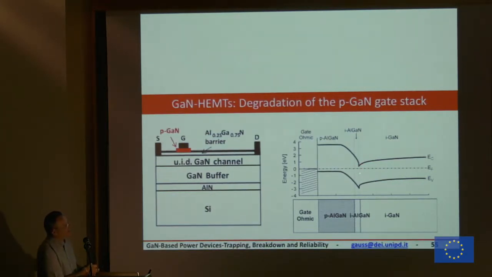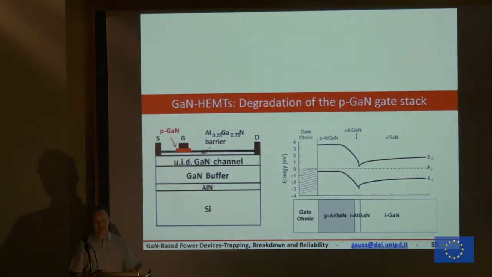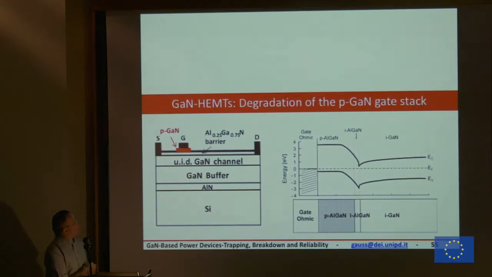Then I have the channel, then I have a normally on device. But if I include the P-GaN here, I push up my band diagram, I take the 2DEG out of the Fermi level, I am depleting the channel. So electrostatically, with the P-GaN layer, I am making my device normally off. The problem is that this is a P-GaN, and underneath I have the unintentionally doped layer, which is a little bit less N-type. So this is a P-N junction.